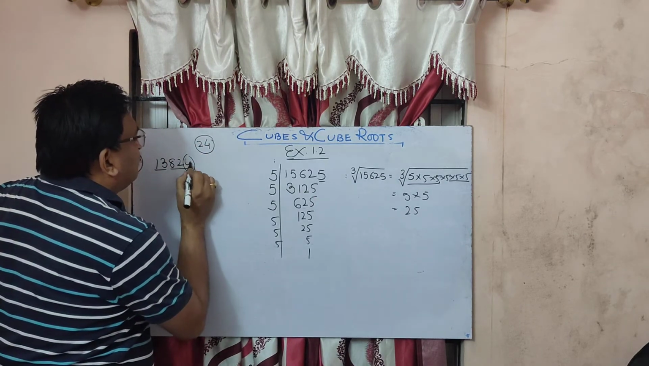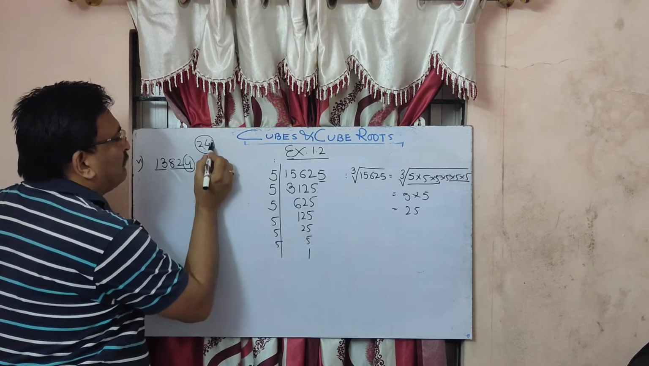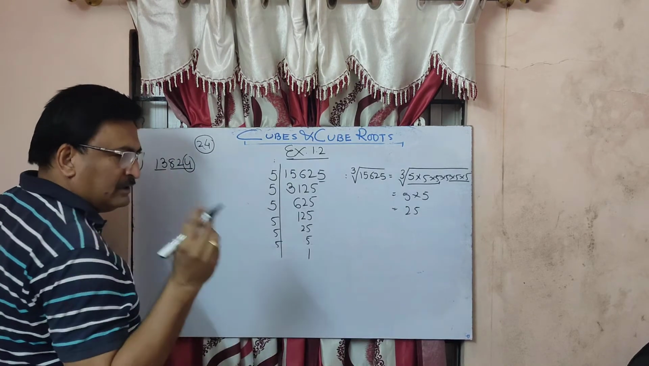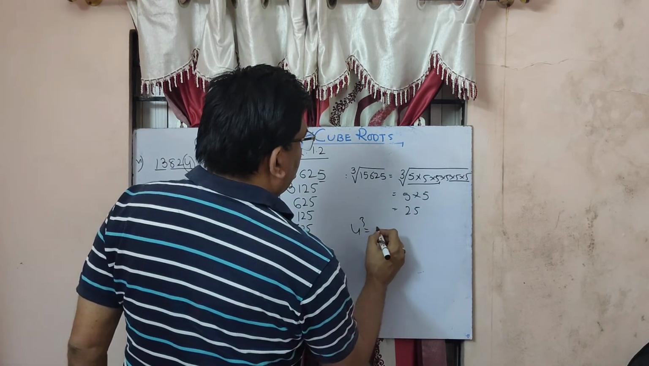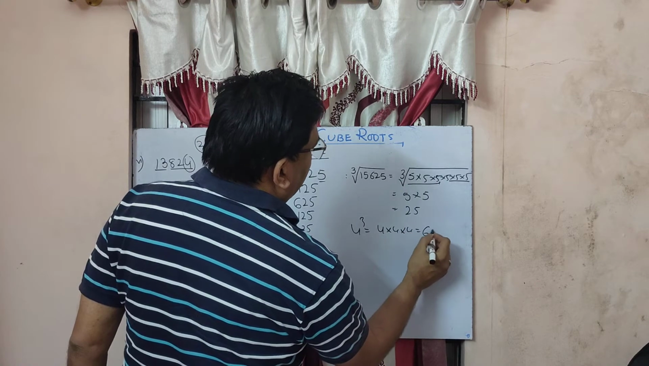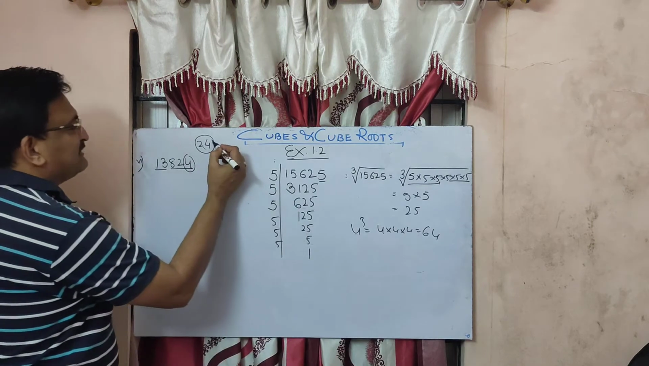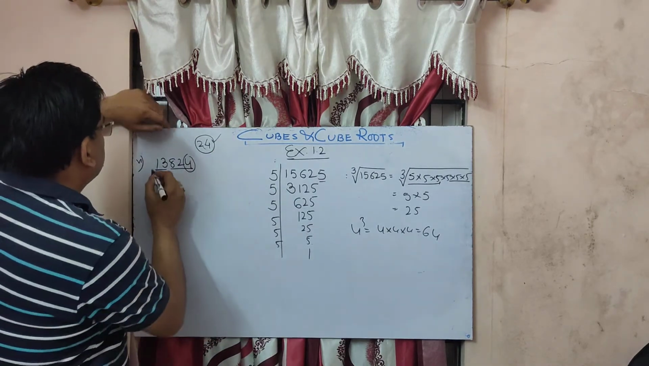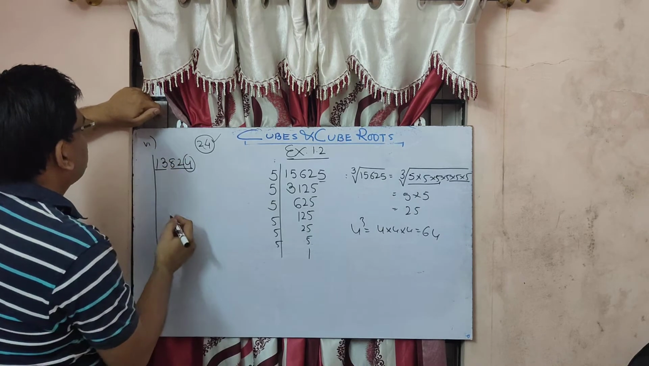What is the cube root of this number? If the last digit of the cube is 4, the last digit of the root will always be 4. So 4 cube, 4 into 4 into 4, that is 64. So the last digit will be 4 only. Now the answer, we got it.